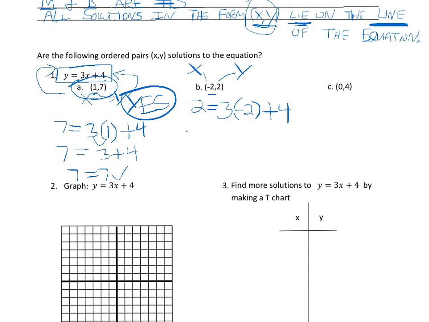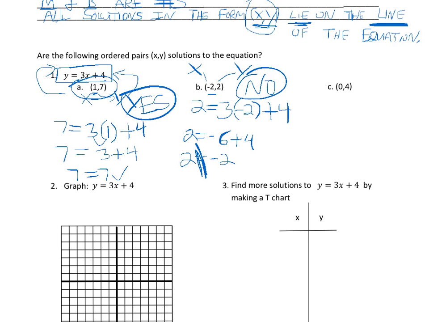All right, let's see if I get the same number on each side. So I'm going to have 2 equals 3 times -2, which is -6, plus 4. Well, -6 plus 4 is -2. This does not work. I have different numbers. I'm going to say this does not equal. So my answer to this is no. This is not a solution to the equation.